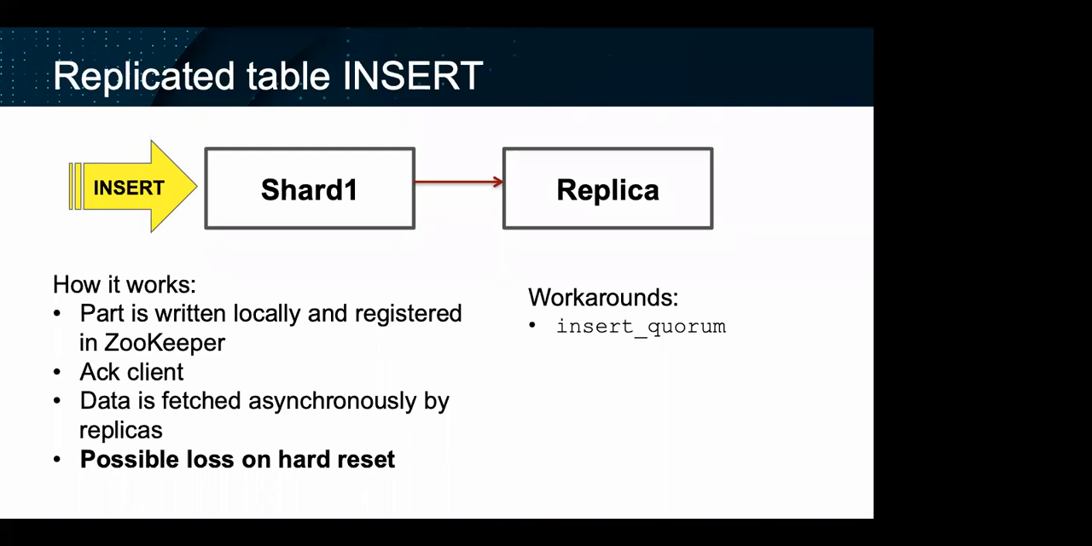The workaround here is insert quorum. You can set insert quorum equals 2, and in this case, ClickHouse will write to 2 replicas and make sure that the data has been inserted at least at 2 replicas before acknowledging the client. That gives you a much better consistency guarantee, but at the cost of performance. There is always a trade-off, because writing to 2 replicas is slower than writing locally to a single one.